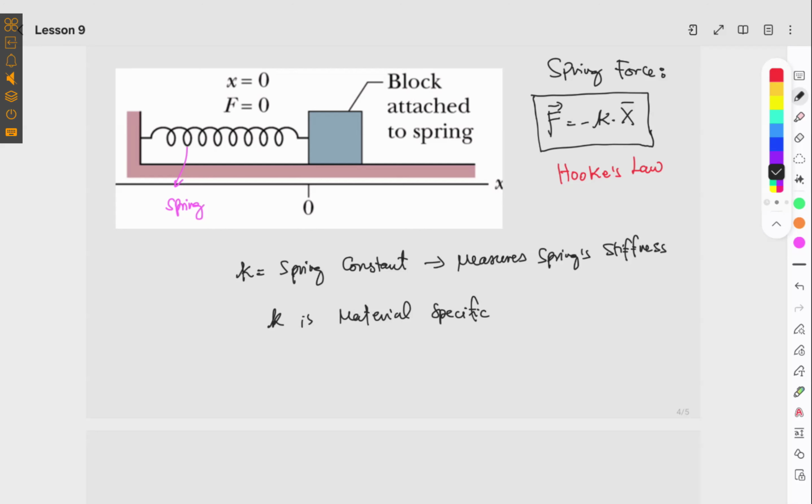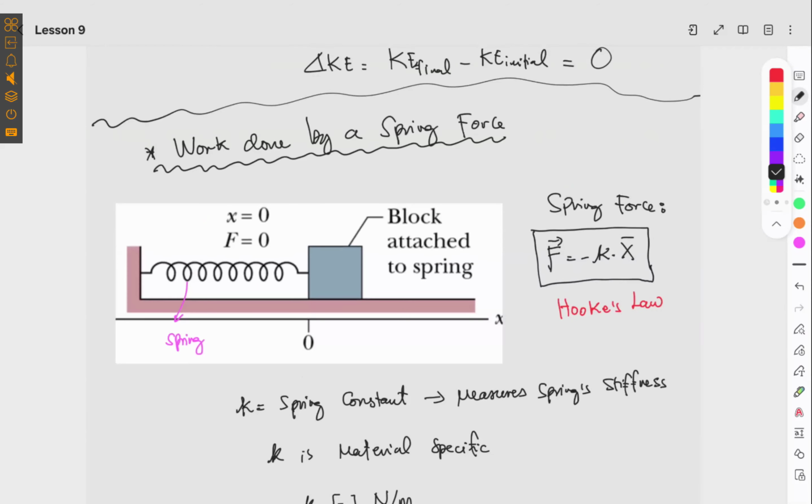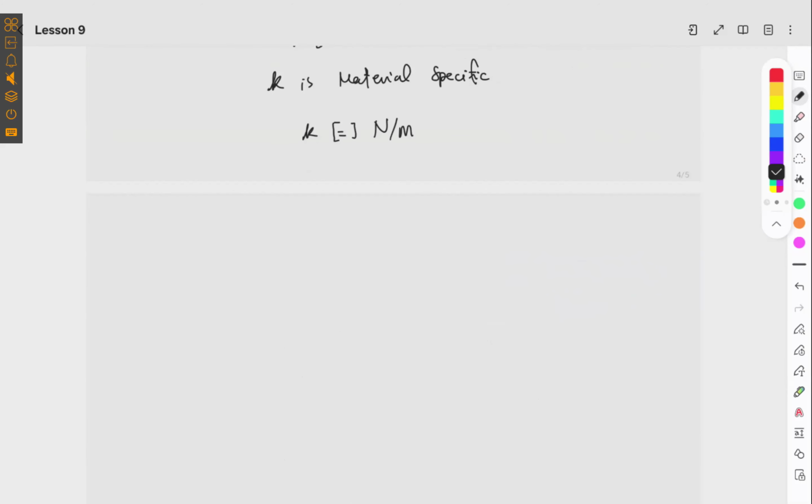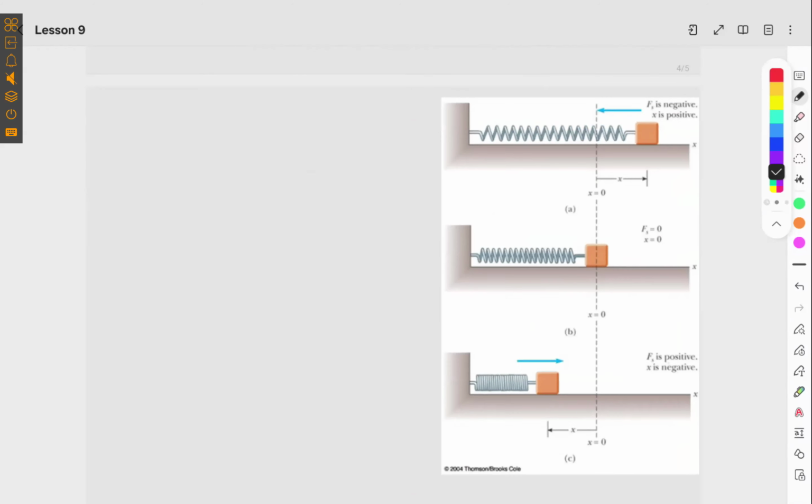Okay. And the unit for K is Newton per meter. Okay. The unit for K is in Newton per meter. So that's what we mean by spring force. All right. So let's do a different scenario. I want to do this scenario. All right, so this one is the scenario that I was talking about.